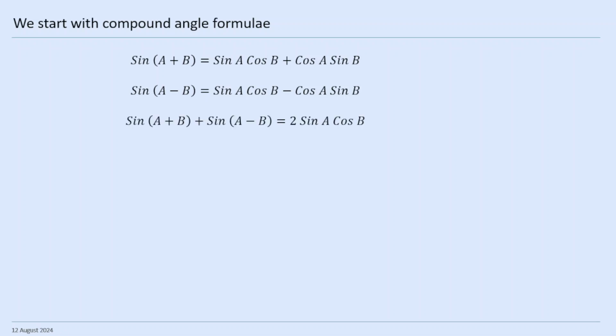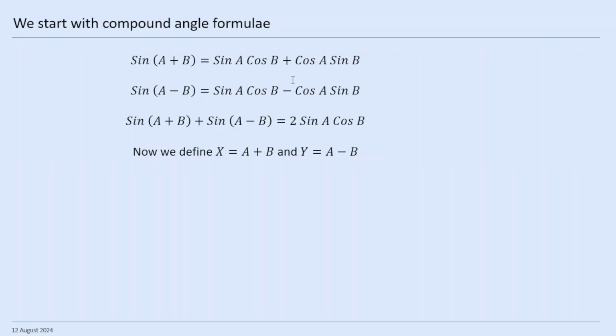Okay, what we're going to do is add sin(a plus b) and sin(a minus b), because when we add them, what we notice is the second term is going to cancel. This cos a sin b term is going to drop off because it's here in plus and minus, and we're going to get 2 sin a cos b. So that's quite interesting. That sets us on the way.